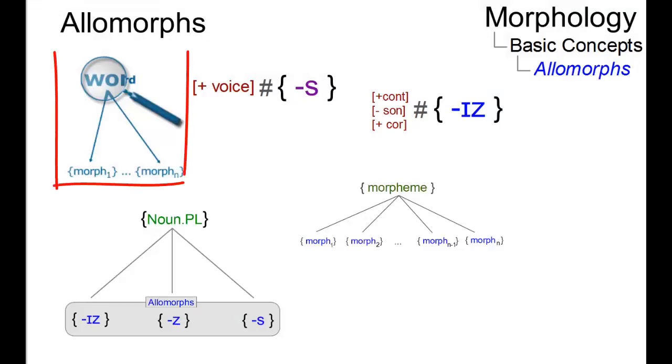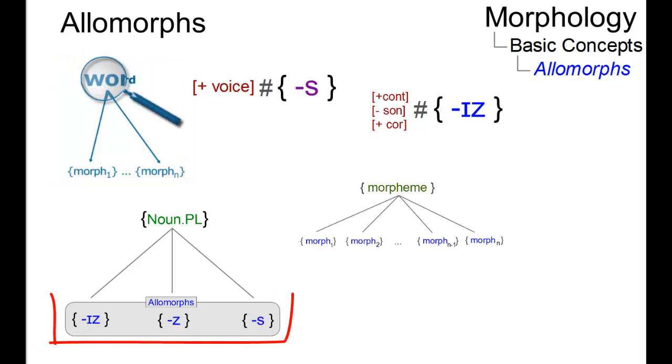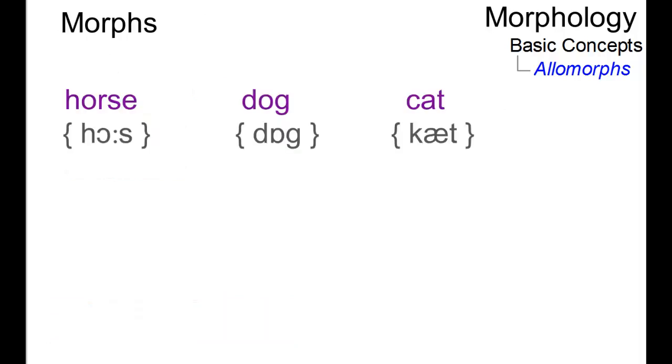Morphs are the basic building blocks of words. They are classified as allomorphs if they have the same grammatical function within a word and thus constitute a family. Let us illustrate that. Here are three nouns, horse, dog, and cat, with their phonemic representation.